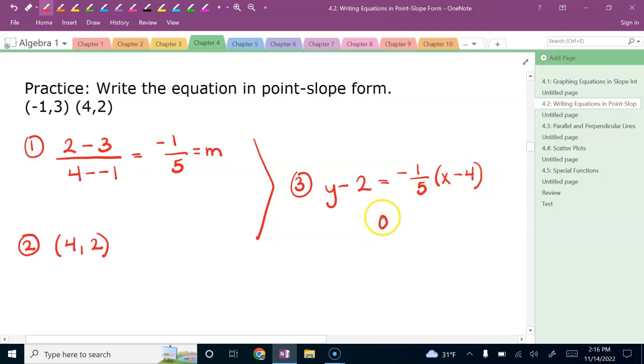Okay? Or, if you had picked the other point, (negative 1, 3), because some of you out there might have done that, you might not have picked (4, 2), that equation would have said y minus 3 equals negative 1/5 times x plus 1. Again, because it would have been x minus a negative 1, but I would have wanted to see you clean that up and write plus 1 instead.